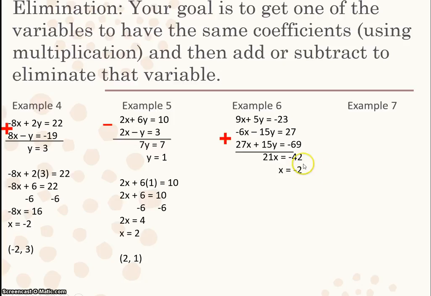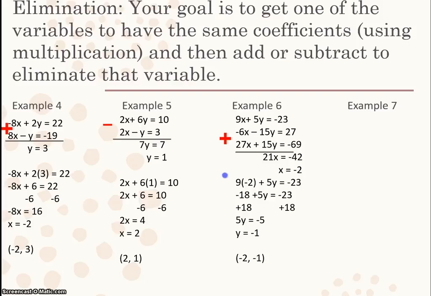Now, I take that and plug it into any of my existing equations from above. I'm going to plug it into the first one for simplicity's sake. So now I replace the x value with the negative 2, and I get 9 times negative 2 plus 5y is equal to negative 23, which is negative 18 plus 5y equal to negative 23. Add 18 to both sides, divide by 5, and you get y equals negative 1. Don't forget to write the solution as an ordered pair.